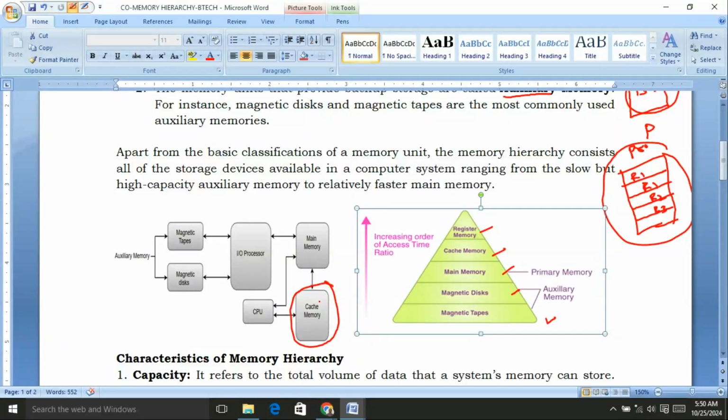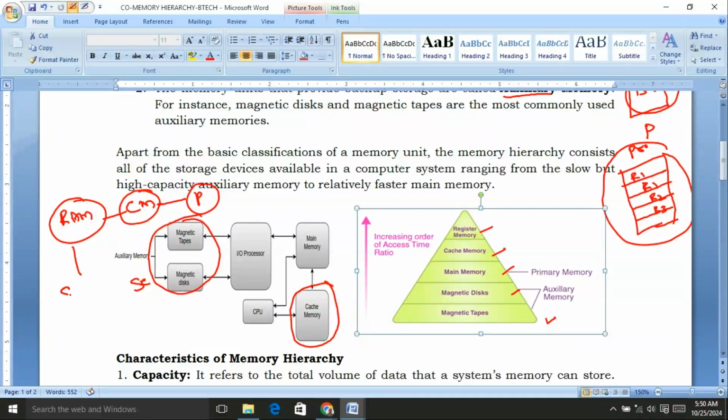Actually, the cache memory is placed in between the RAM, that means main memory, and the processor. Suppose anything is fetched from the secondary storage. Here I am going to call it the secondary storage unit, that means hard disk, magnetic tapes, drives, CDs and so on.